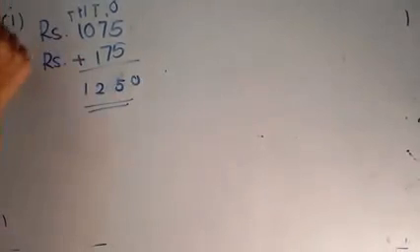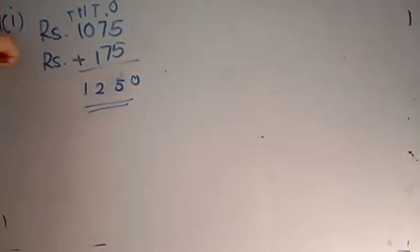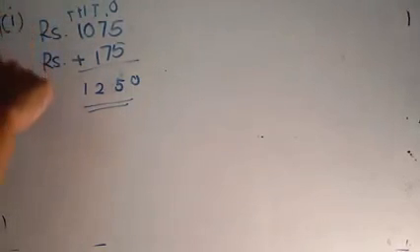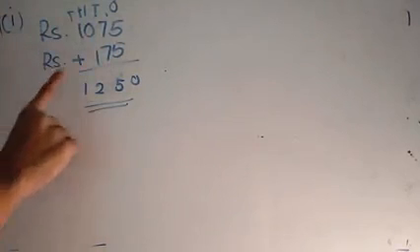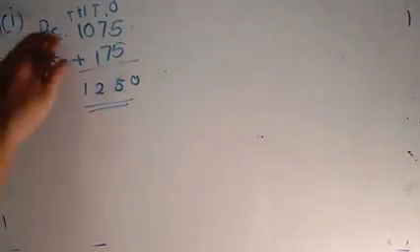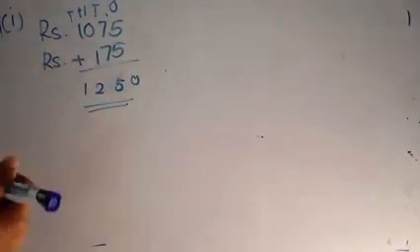So this is question number 1. What are the statements that you can write? Amount of the pair of trousers, the price of the cap, the total amount he paid. These are the statements that you have to write.